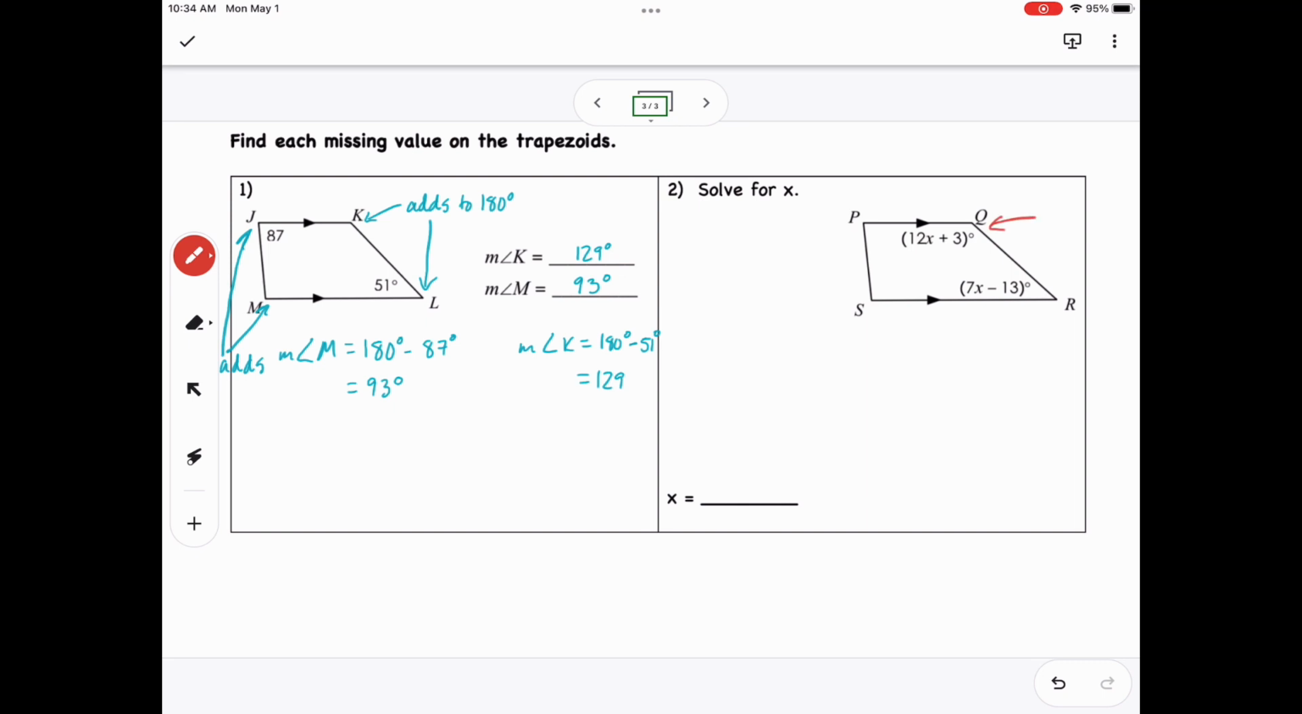Okay. Number 2 wants us to solve for x. Now because Q and R are next to each other like this in a non-isosceles trapezoid, they must add up to 180 degrees. So then I'm going to add the two angle values that I have together and set them equal to 180. Putting like terms together, 12x and 7x give me 19x. 3 plus a negative 13 is negative 10. So I add 10, divide by 19, and so that means that x equals 10.